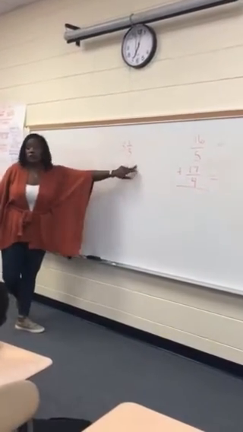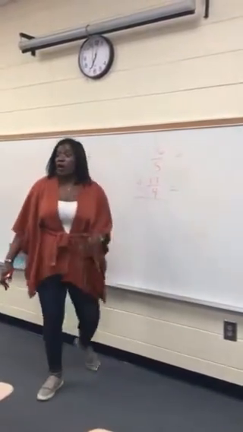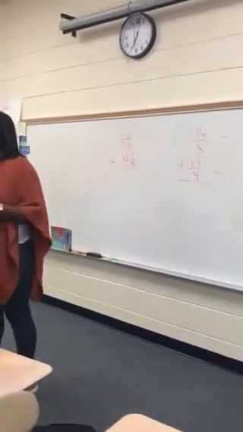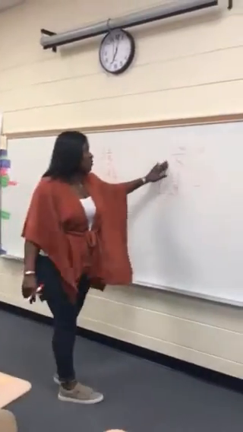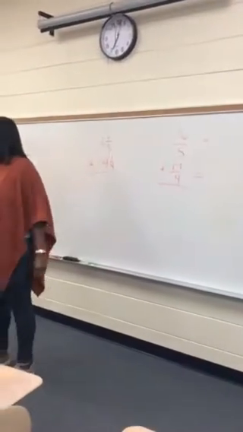All right, and that gives me what? 17 over 4. Okay, now, once I do that, what is my next step? So now I have 16 over 5 plus 17 over 4. What's my next step?